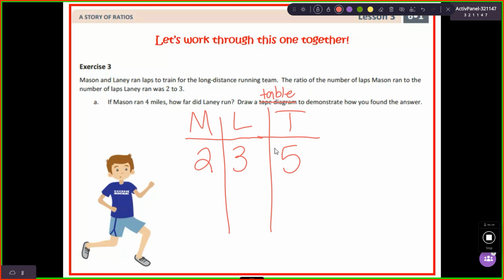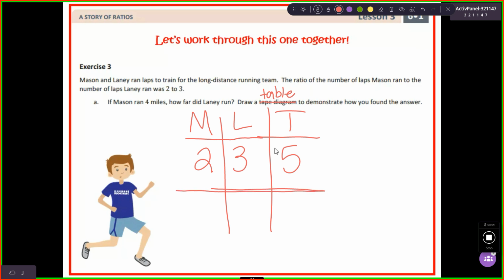So all I did was read the beginning story from the very what? Beginning, right? Have I even got to letter A's question? No. If Mason ran 4 miles, some of you are like, Mason didn't run 4 miles. It said he ran 2. What are they doing? They're creating an equivalent ratio.